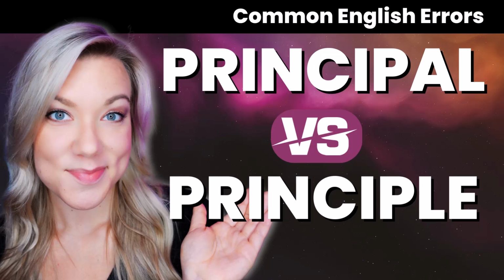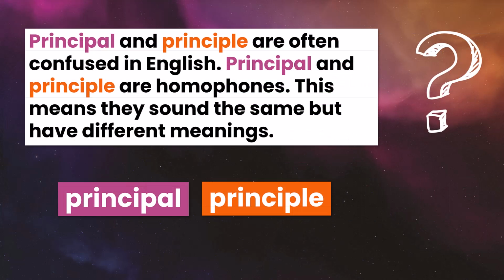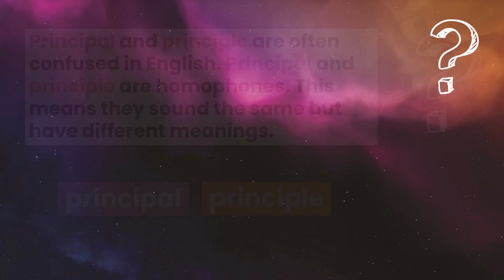Today we have a lesson on two words that are commonly confused in English: principal and principle. Principal and principle are homophones. This means that they sound the same, but they have different meanings. These words are also spelled differently. So let's learn the difference.